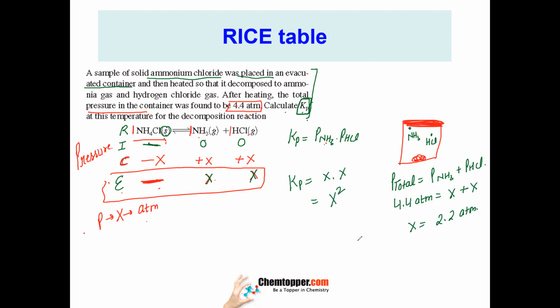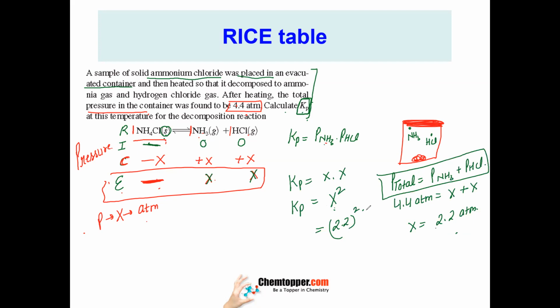This is one example of the RICE table in which we are also using this concept from unit 3, that the total pressure of the container is the sum of the partial pressure of every gas. And then you can plug in the value of X. They are asking Kp, and X we know. So we are working out Kp like this.